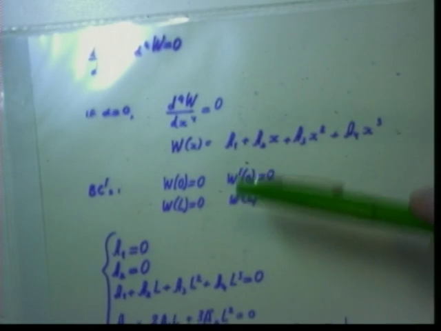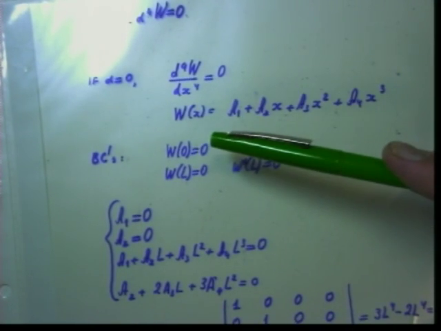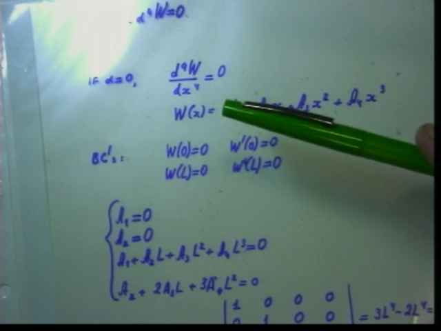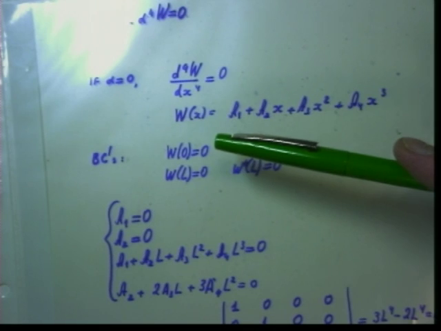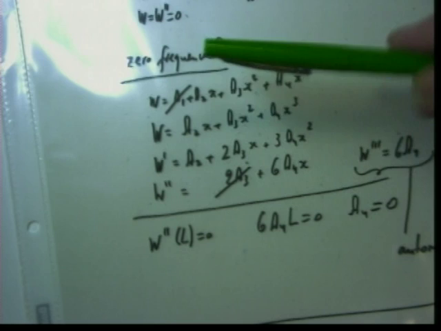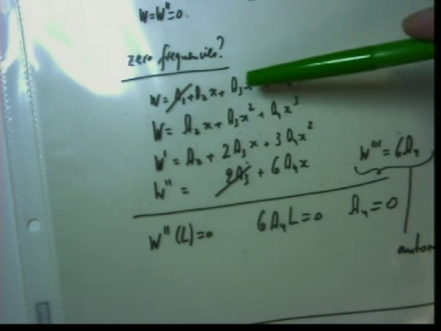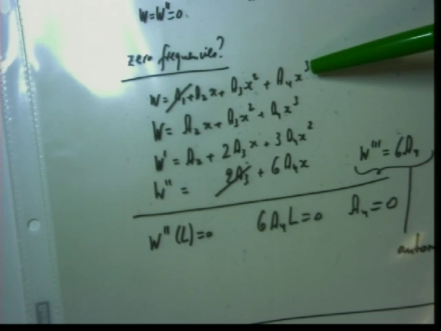Okay, so then boundary conditions are what? W at 0. I will continue with other derivations. So W equals A1 plus A2X plus A3X squared plus A4X cubed.